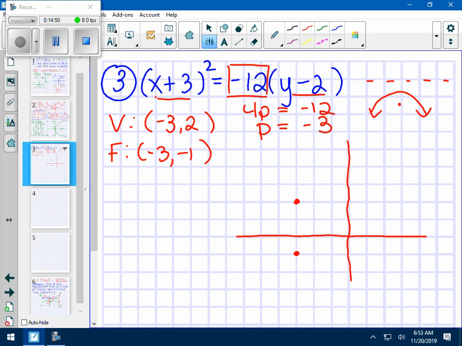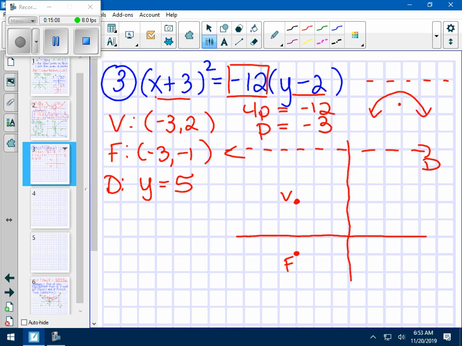And if I go up 3 from the vertex, that's going to get me the directrix: 1, 2, 3 up here. So that's this line right there. Capital D for directrix. So the directrix is a horizontal line, at y equals 5.